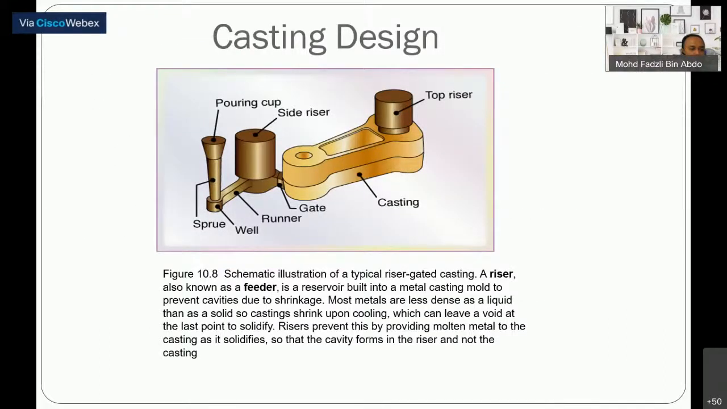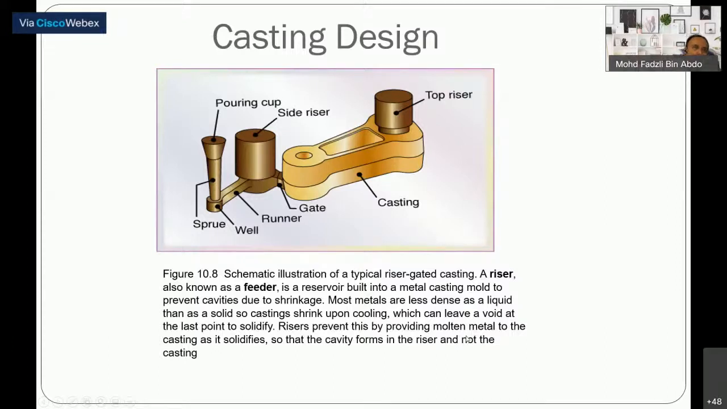Okay, ini tadilah gambar paling depan sekali tu kan. Ini adalah schematic illustration of a typical riser gate casting. A riser, also known as a feeder. Okay, mana riser? Okay, ni, this one. Feeder maksudnya tempat kita nak fitkan the molten metal, and it's a reservoir built into a metal casting mold to prevent cavity due to shrinkage. Okay. And then sorry, the riser ni dia sebenarnya adalah silap. Itu adalah pouring cup. Pouring cup ni adalah untuk kita pour the molten metal. But then the riser ni adalah feeder ataupun dia adalah reservoir yang dibuat untuk prevent the cavities due to shrinkage.